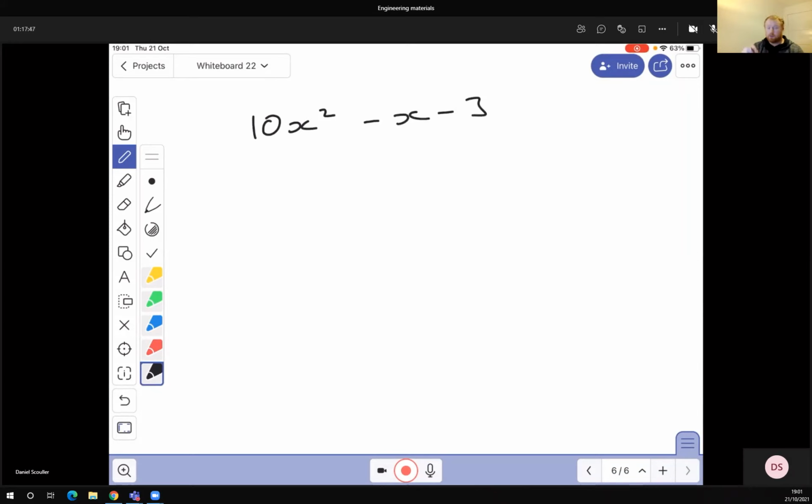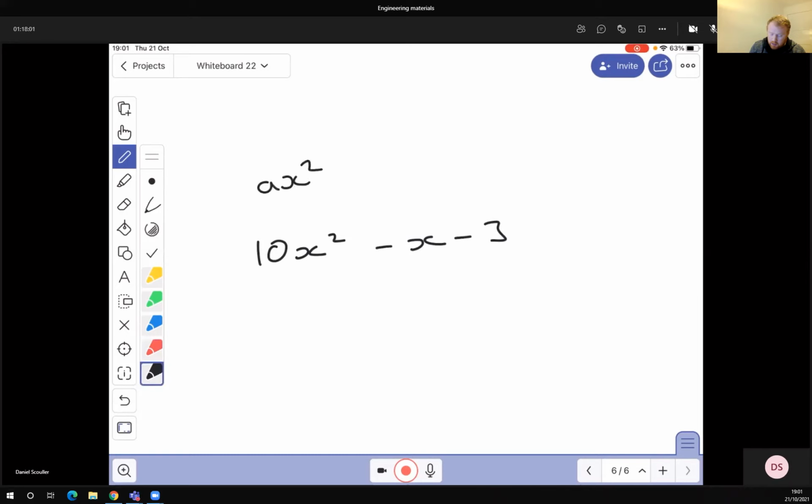So 10x squared minus x minus 3. First thing we're looking at is the negative signs. We need to be careful with the negatives. Let's think about the format that we're using: ax squared plus bx plus c. That's just the format of a quadratic, of a trinomial. a is your 10, b is your -1. Remember in algebra, a 1 would be there, but we don't write that term.